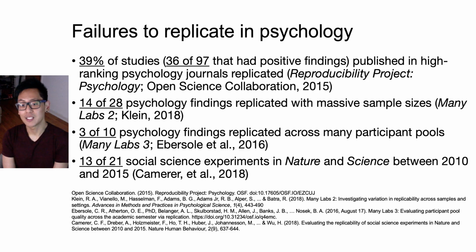In other large-scale replication efforts, now termed Many Labs, 14 of 28, which was 50%, of the psychology findings were replicated with huge sample sizes. And in Many Labs 3, which was in academic samples across time, only 3 of the 10 psychology findings replicated across multiple participant pools. And in the prestigious journals Nature and Science, only 13 of the 21 social science experiments that had been published there between 2010 and 2015 replicated. This is overall a poor strike rate for effects replicating in psychology.